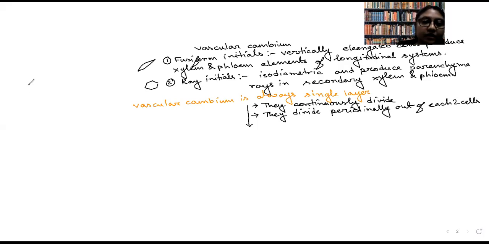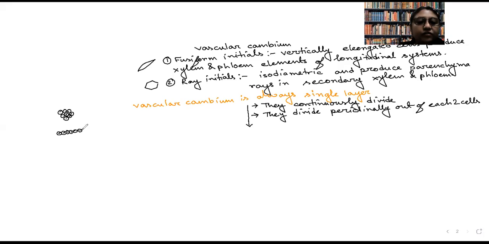You know, when a cell divides to form 2 cells, then 3 cells, 4 cells, 5 cells, it may result in a bunch of cells. This is one type of cell division. In another type of cell division, there will be formation of 2 cells. These 2 cells will further divide in a plane.